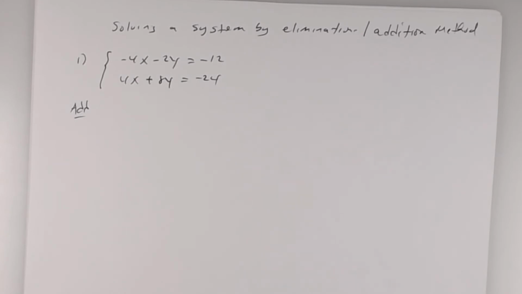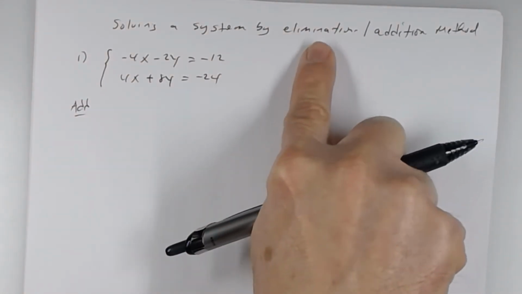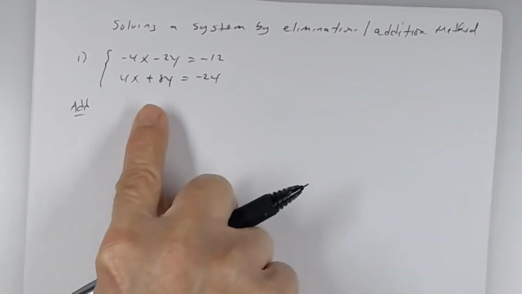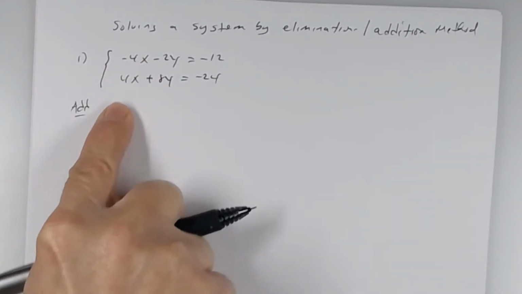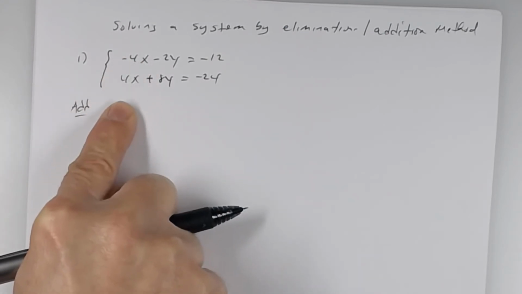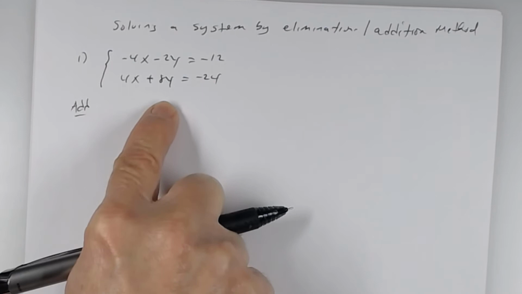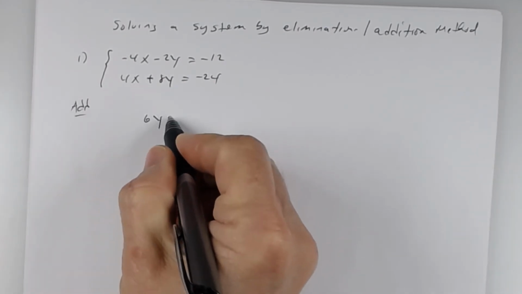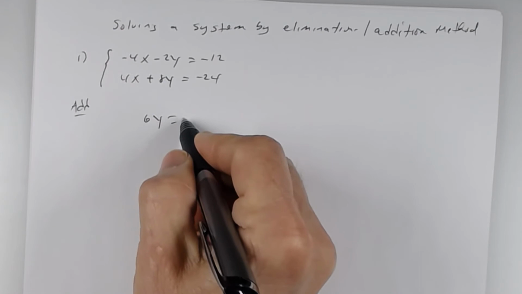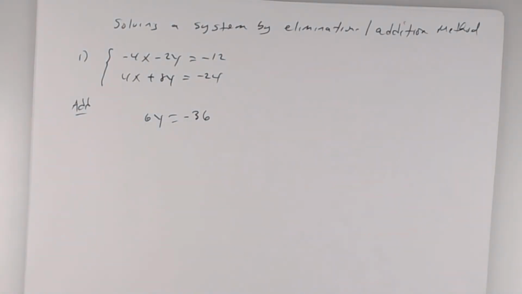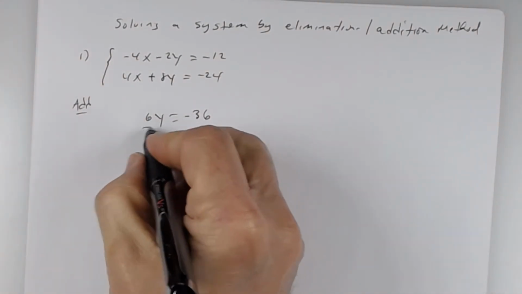Because the point is this: you want to find out what x and y are. If I add those, is one of my variables eliminated? Which one? The x. What's -4x and 4x? 0. That's eliminated. What's -2y and 8y? 6y equals, what's -12 and -24? -36. Then you solve for y. What's y? If I divide both sides by 6, I get y to be -6.